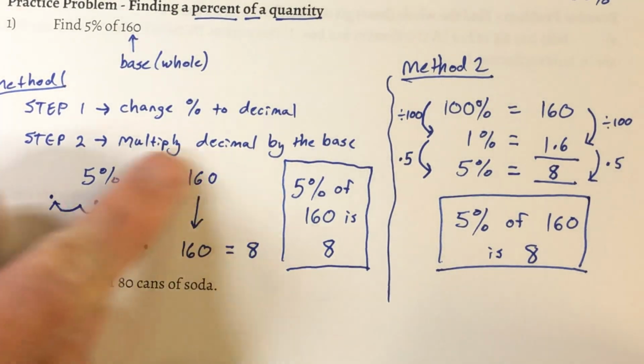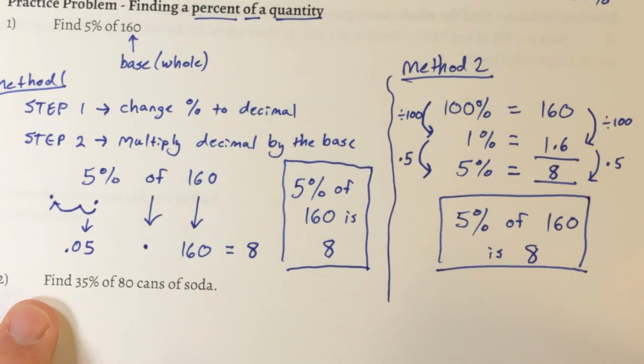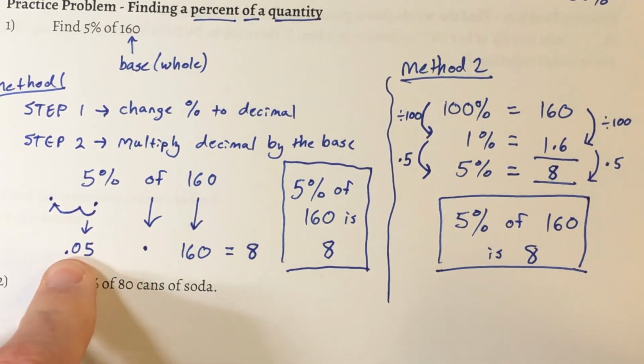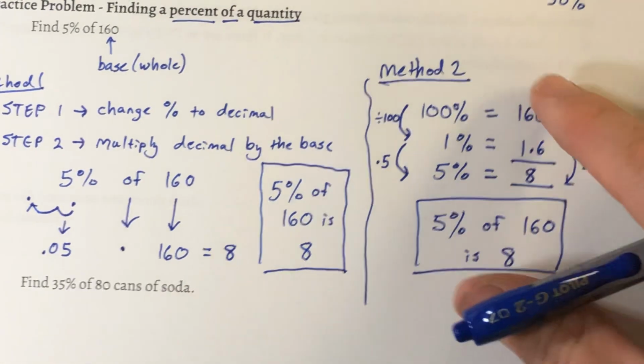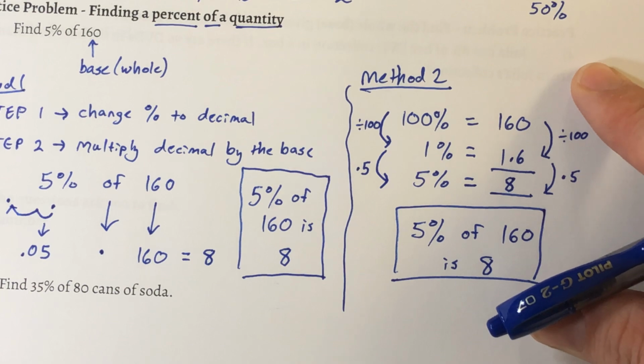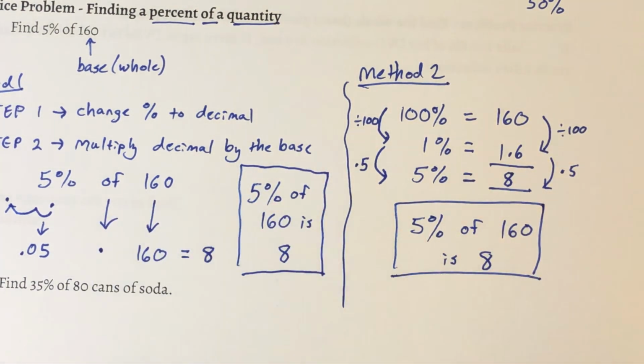So this way I usually like more because it's more efficient. It's right to the point. You change your percent to a decimal and you multiply. This one involves a little bit more. It's still fairly straightforward. It's pretty quick. Not as quick as that method. Do what is best for you.